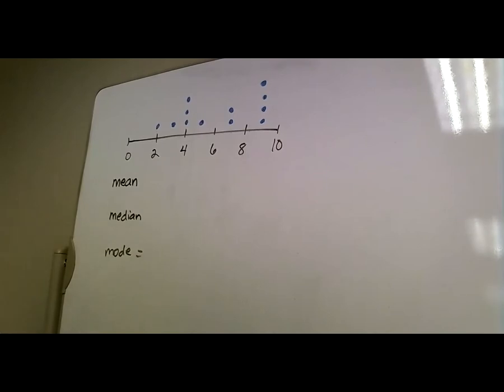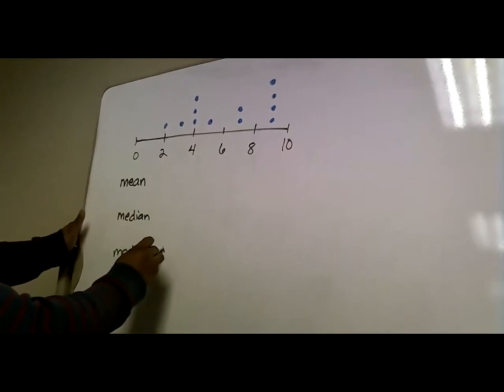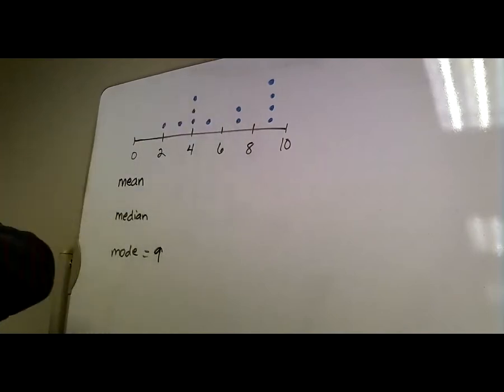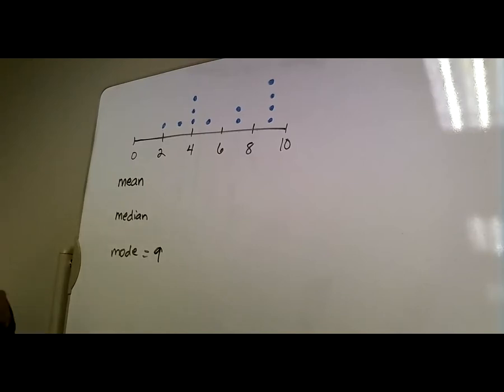Okay. Well, right off the top, what's the mode? 9. It's 9, because that's the most frequent data value. Because see, 4 dots that are above the number 9. Okay. And then we can go ahead and find the mean and the median. Let's see. The mean is just the sum of all the data values divided by how many data values we have here. Okay.